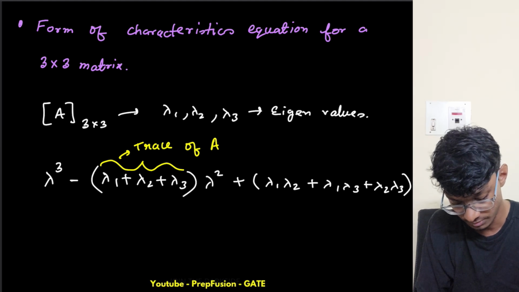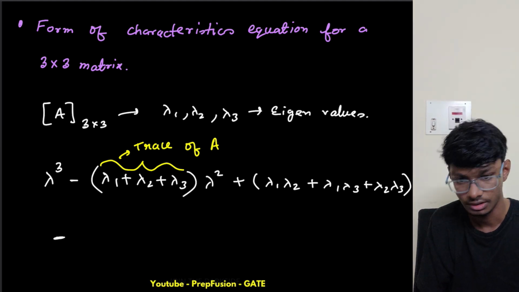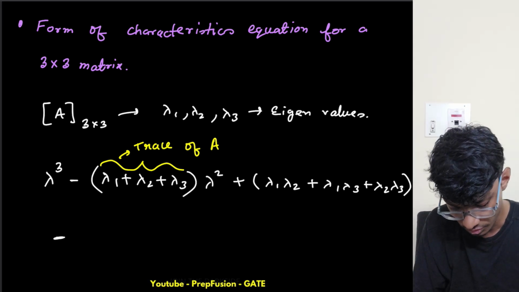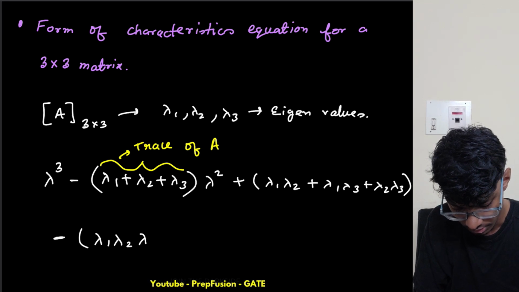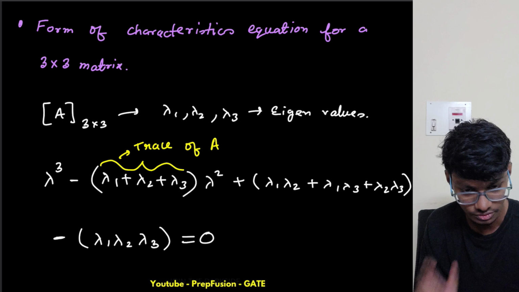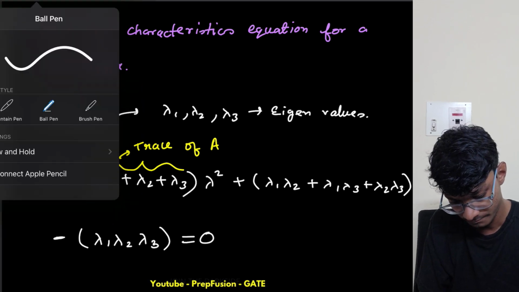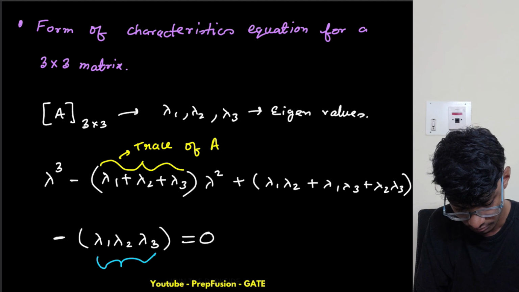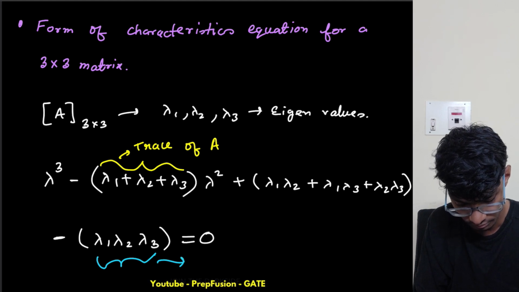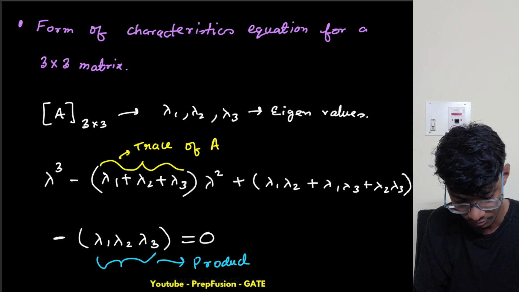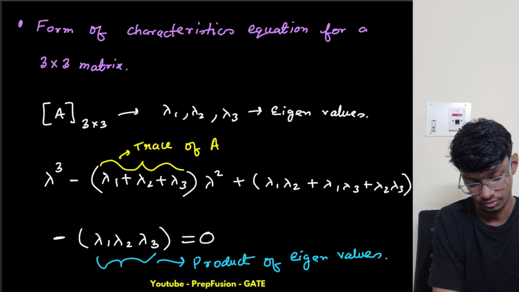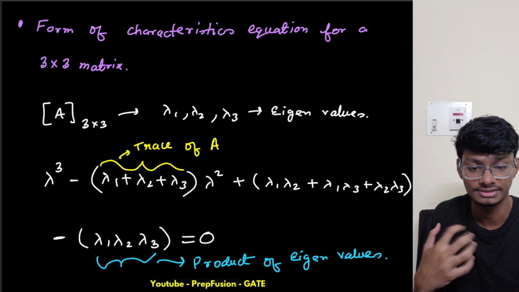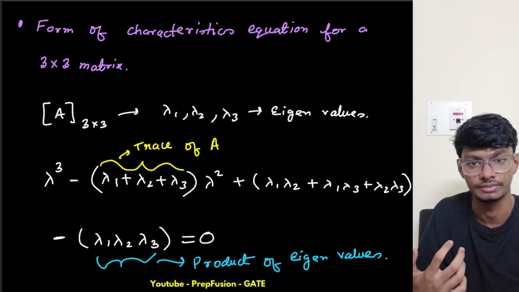So again this is with plus. Now I will end with minus. I'm alternating the signs, right? So what will this be? This will be the product of the eigenvalues, lambda 1, lambda 2 and lambda 3, equals 0. So this is basically the product of eigenvalues. That is how we can write the characteristic equation for a 3 cross 3 matrix, a third order matrix.